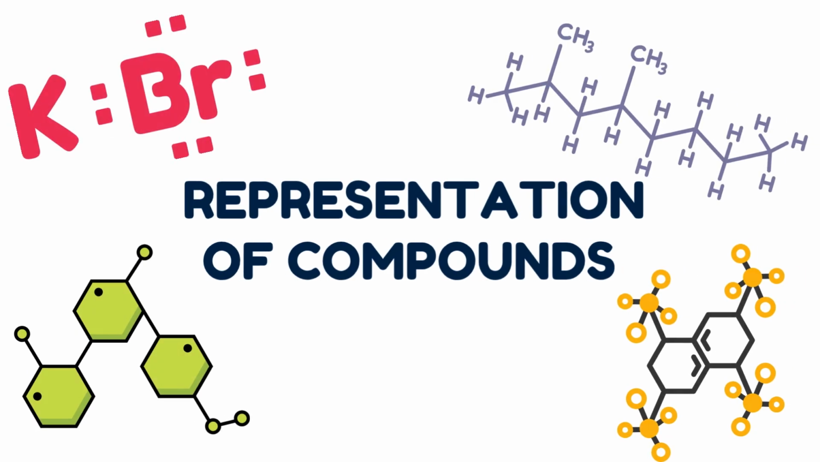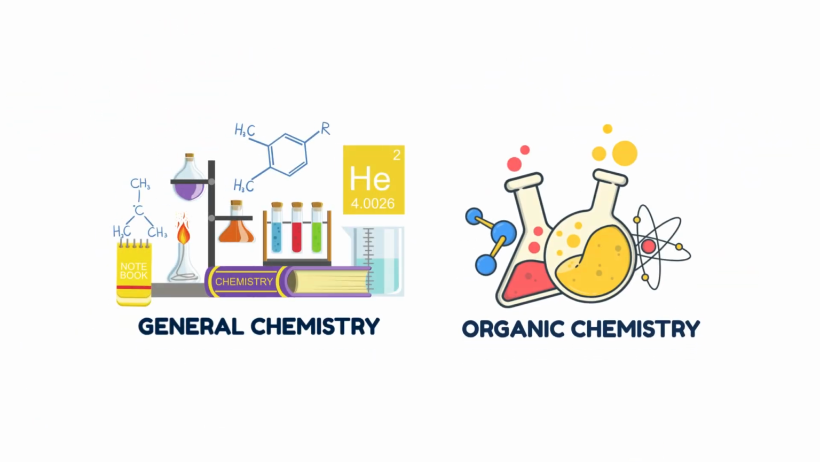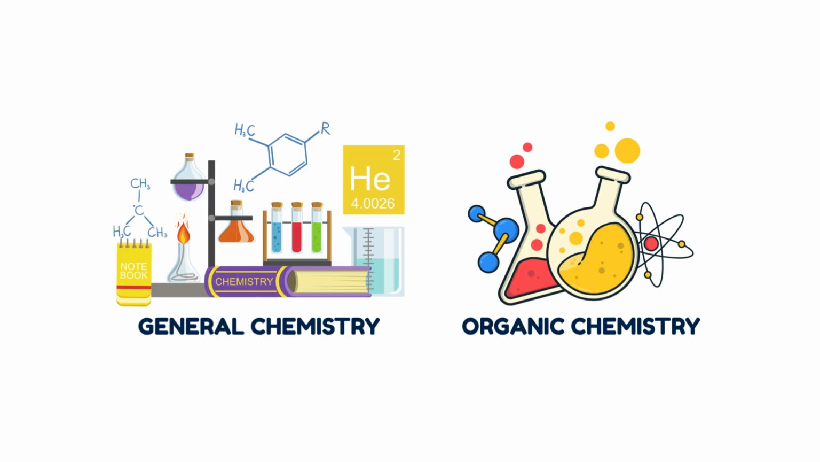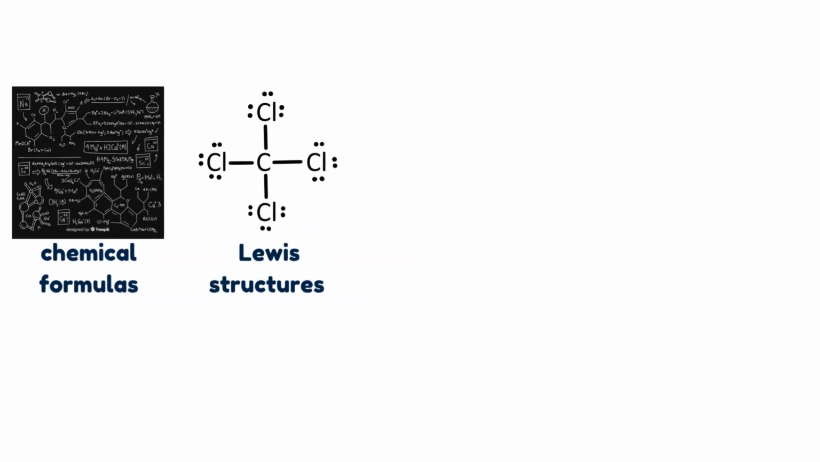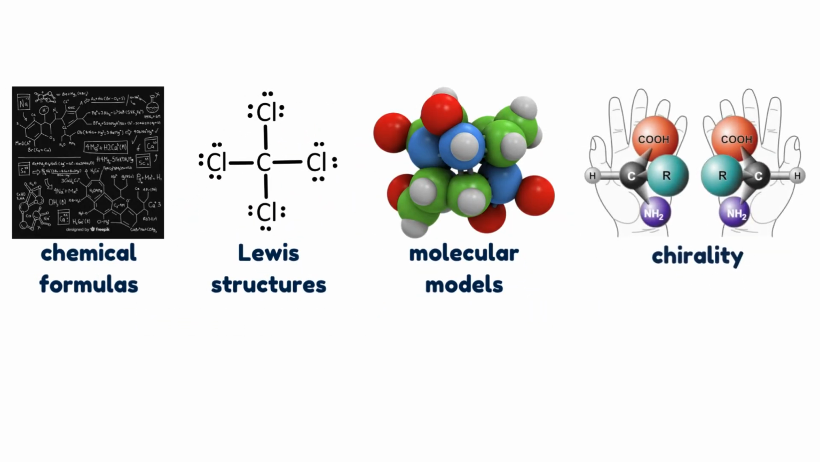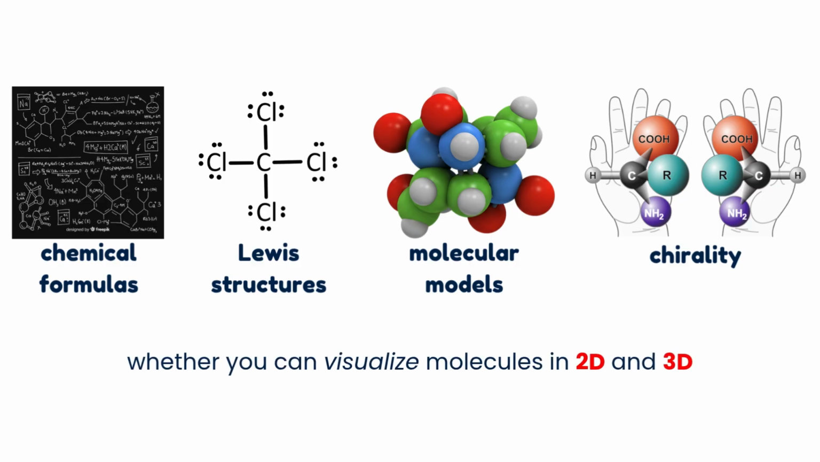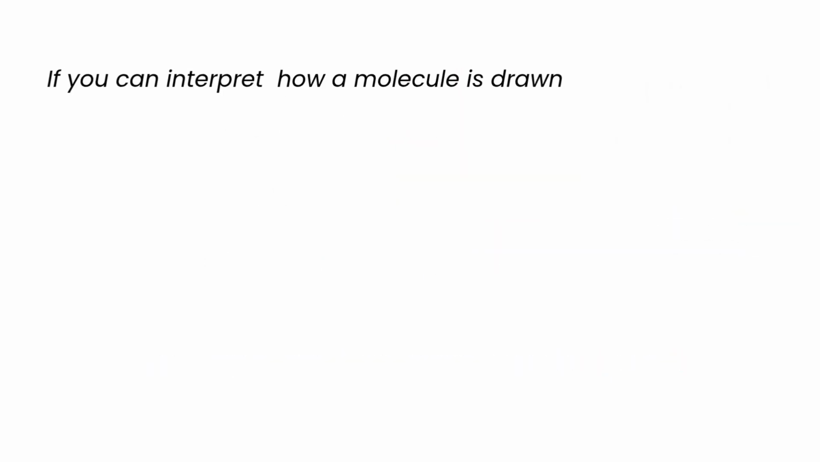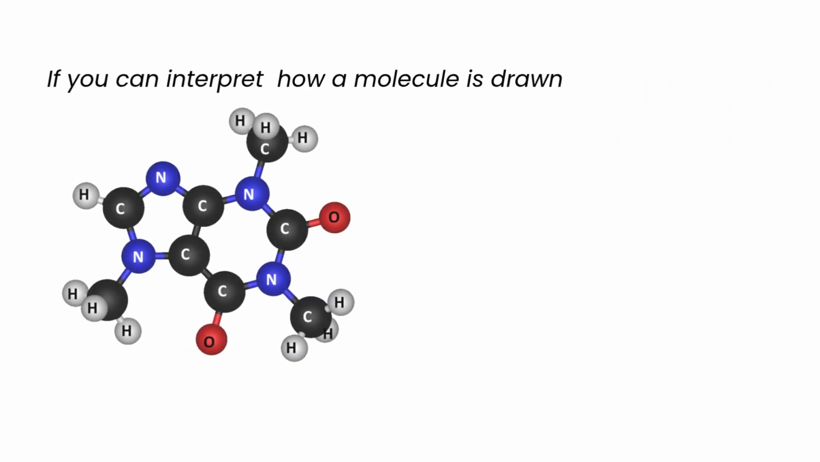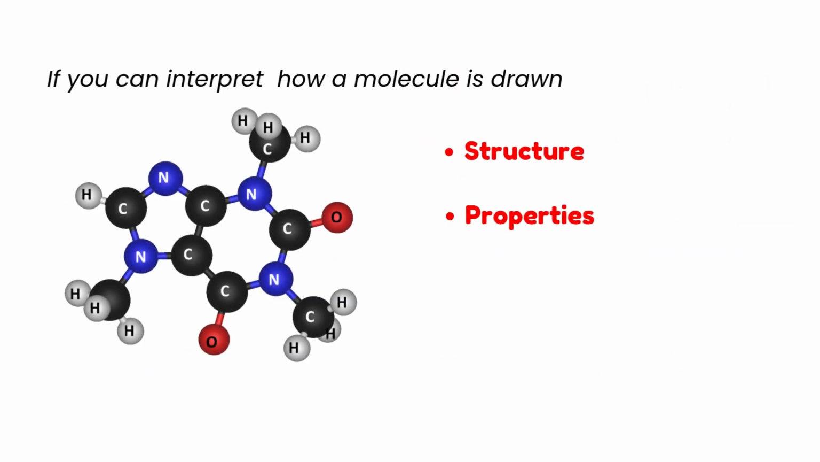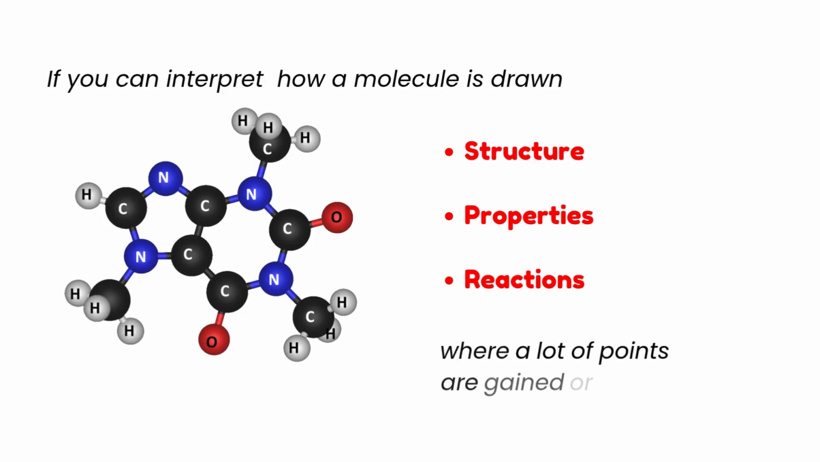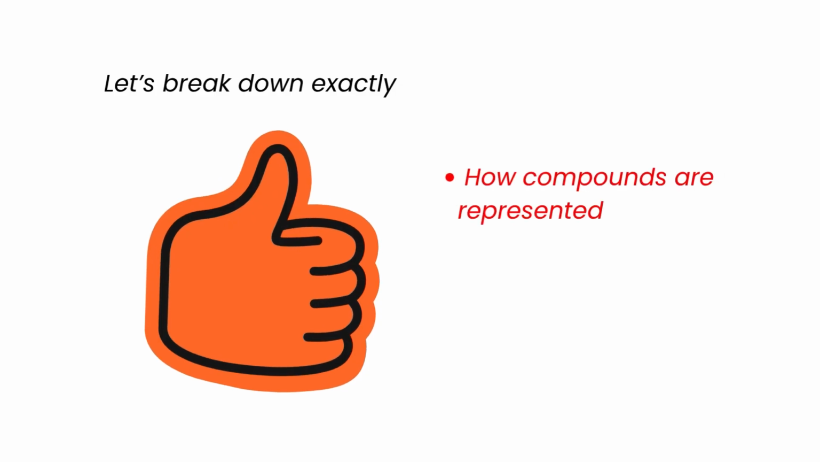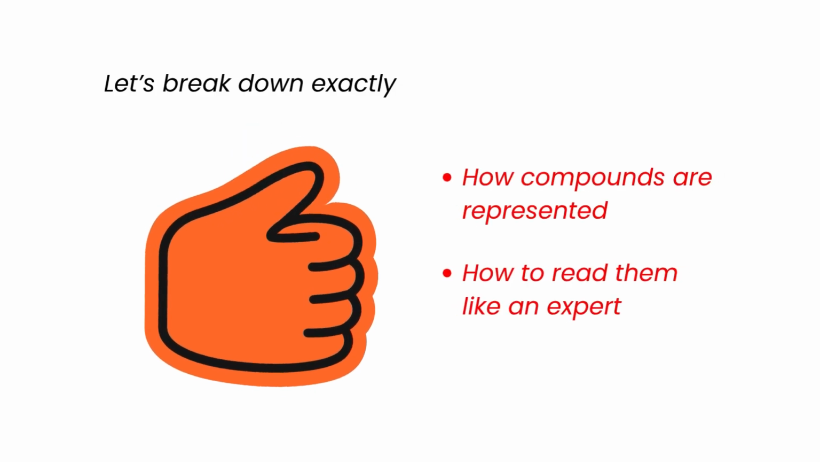Representation of compounds is a general chemistry and organic chemistry topic that shows up early and often on the MCAT. You'll see chemical formulas, Lewis structures, molecular models, and even chirality questions, all testing whether you can visualize molecules in 2D and 3D. If you can interpret how a molecule is drawn, you can understand its structure, properties, and reactions. And that's where a lot of points are gained or lost. Let's break down exactly how compounds are represented and how to read them like an expert.